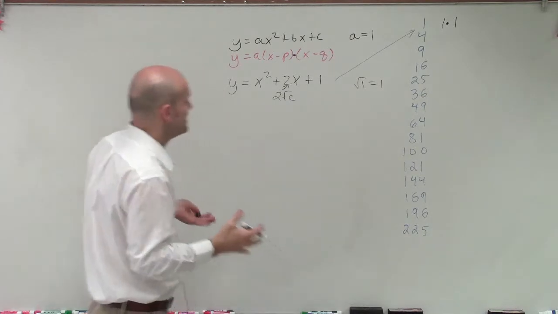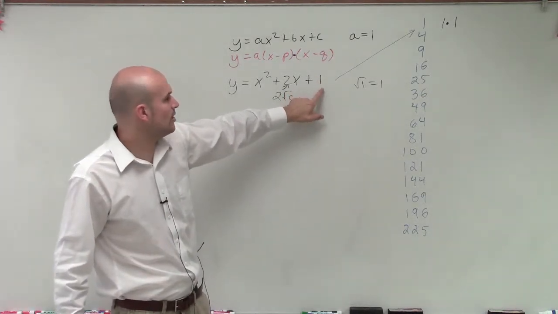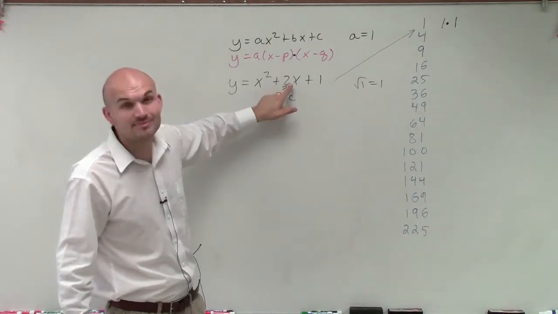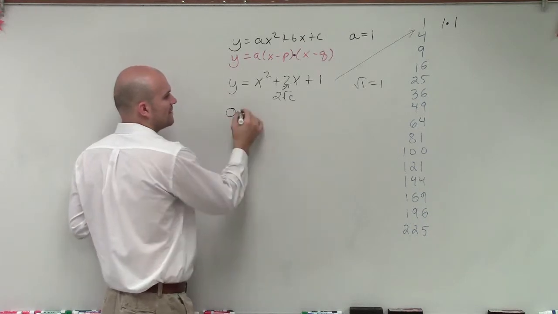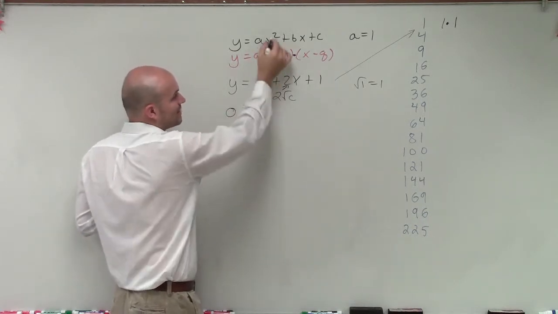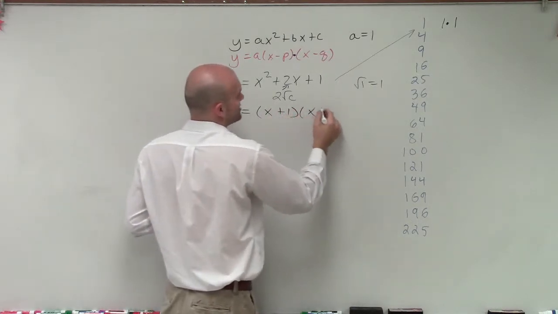And what that means is, again, we can look at this and say, all right, so the same number that multiplies to give me 1, that same number adds up to give me 2. So I can quickly rewrite this. First of all, we're solving this, so we're going to set our output value equal to 0. So therefore, I can rewrite this now in intercept form as x plus 1 times x plus 1.